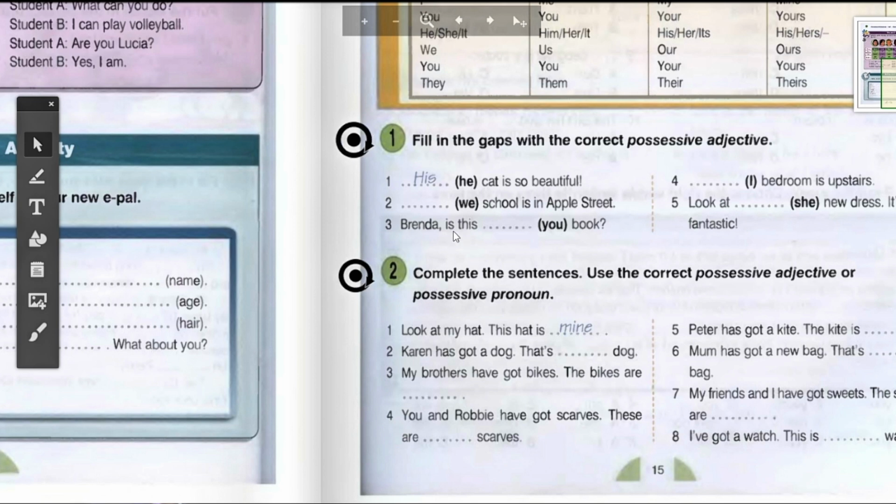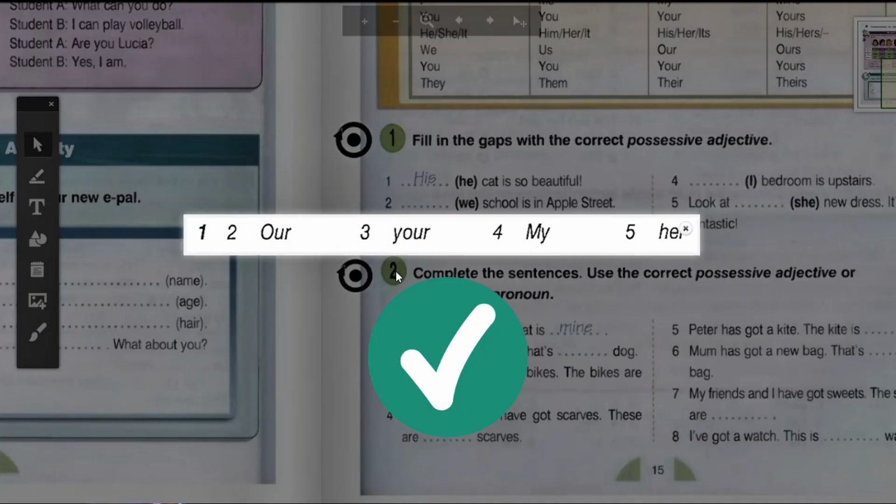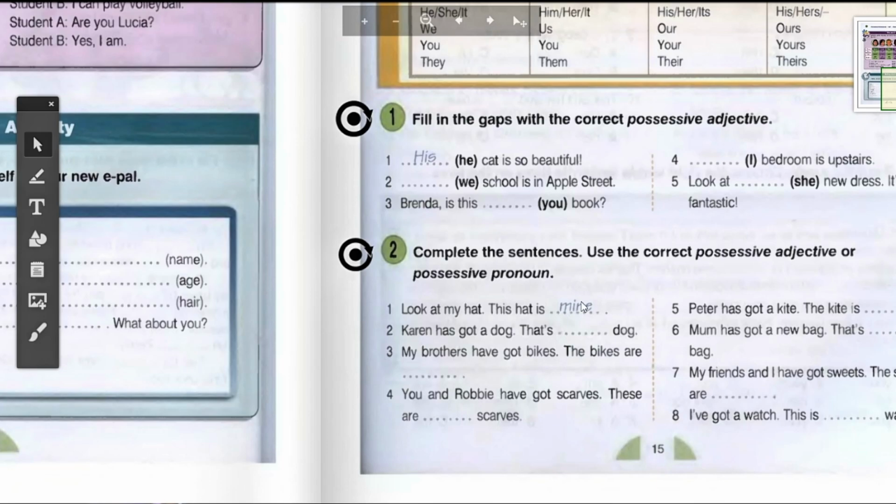Brenda, is this your book? We see here your. My bedroom is upstairs. Look at her new dress. It is fantastic. So, you can take a look at the answers, and after that, we can continue. The second one, complete the sentences. Use a correct possessive adjective or possessive pronoun.